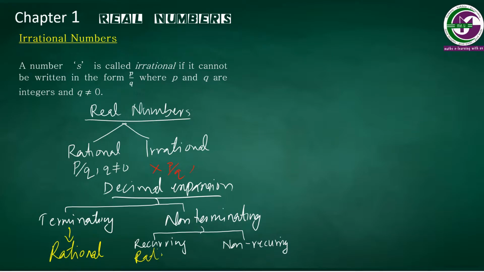This also you know, how to convert a non-terminating recurring decimal expansion to p by q form. And when it is a non-terminating non-recurring decimal expansion, there is no recurring, no block is repeated, so such numbers are irrational numbers. So either from the form p by q or from the decimal expansion, we can identify whether a number is a rational number or an irrational number.